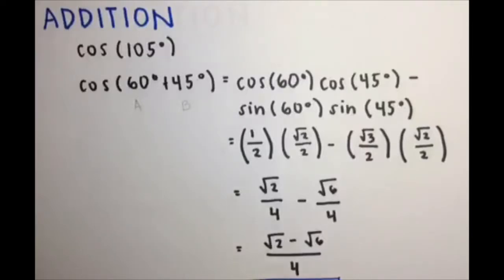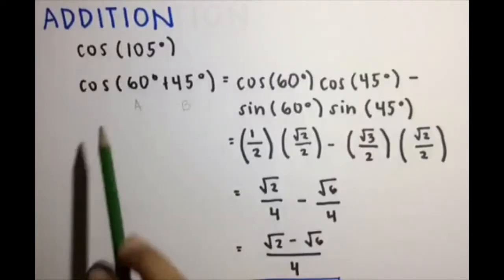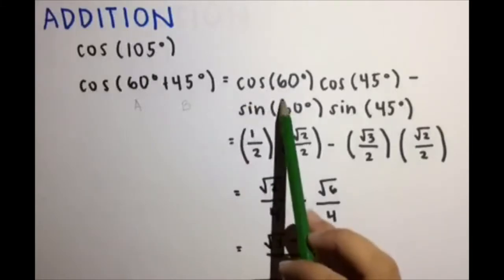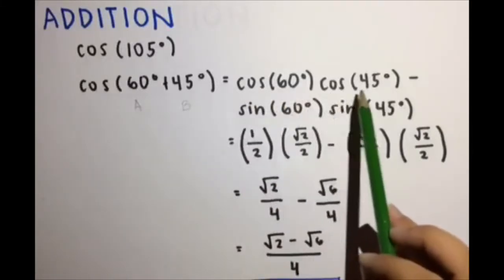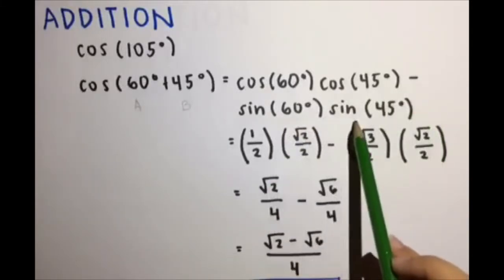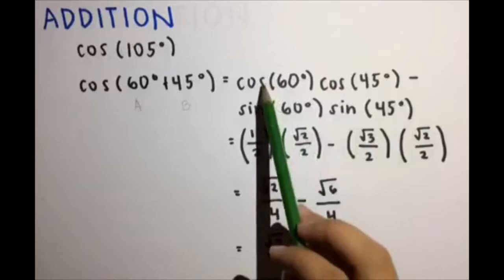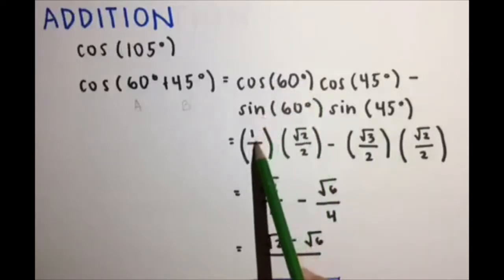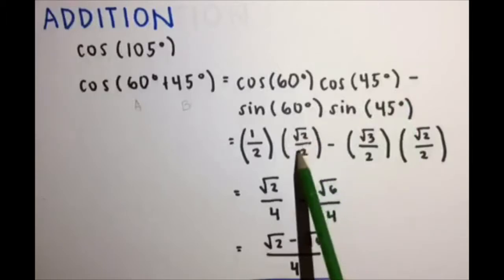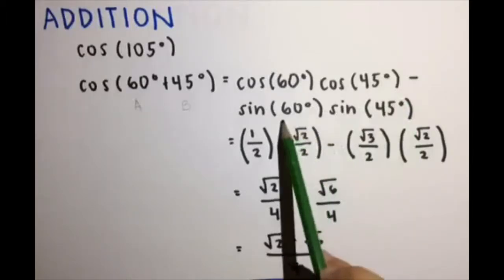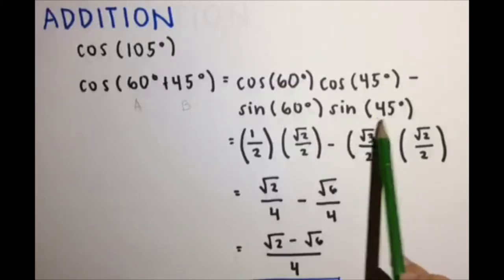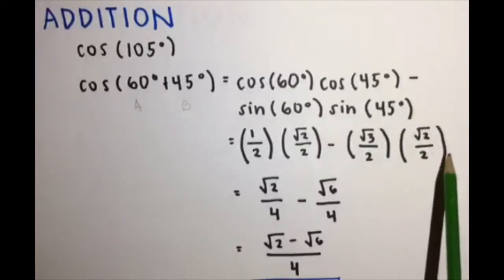Now, substitute it to our formula. Cosine 60 degrees plus 45 degrees is equal to cosine 60 degrees multiplied by cosine 45 degrees minus sine 60 degrees multiplied by sine 45 degrees. Cosine 60 degrees is equal to 1/2. Cosine 45 degrees is equal to the square root of 2 over 2, minus sine 60 degrees, the square root of 3 over 2, and sine 45 degrees, which is the square root of 2 over 2.